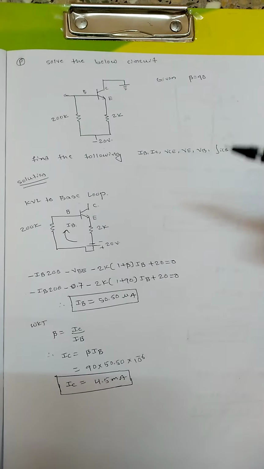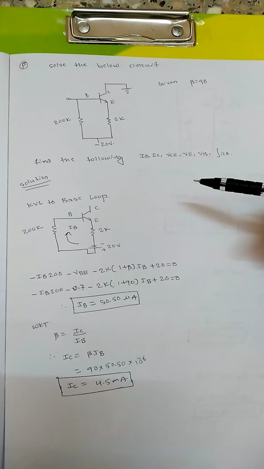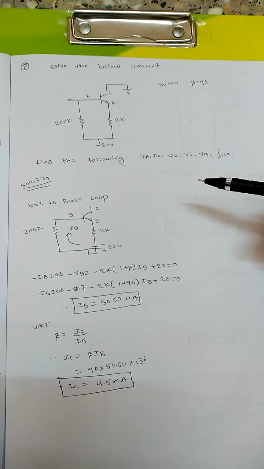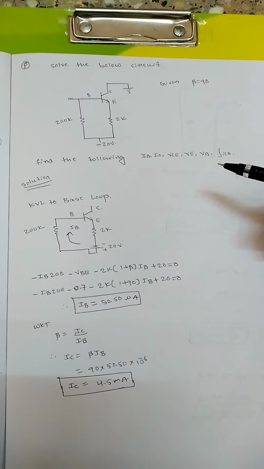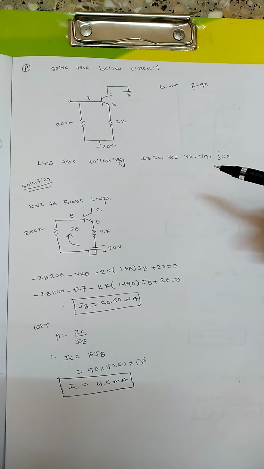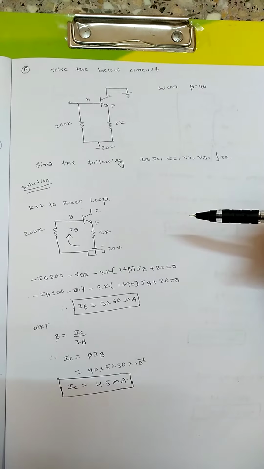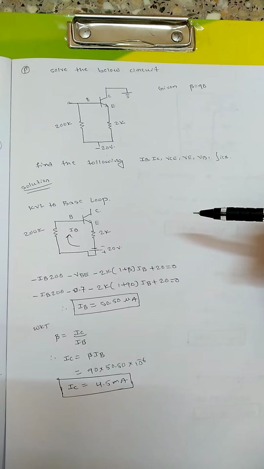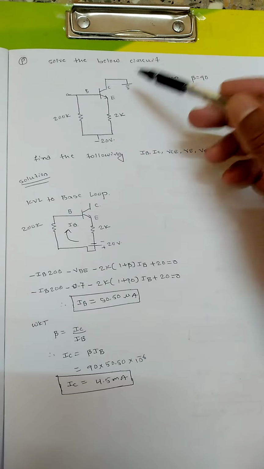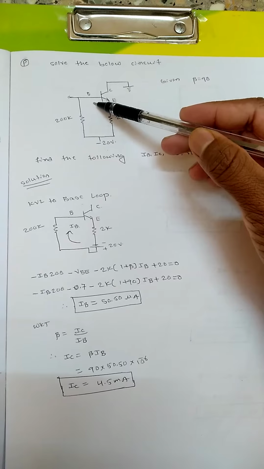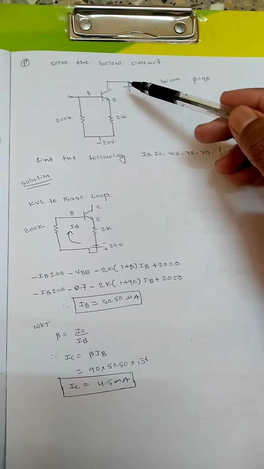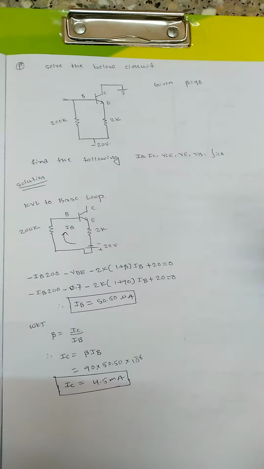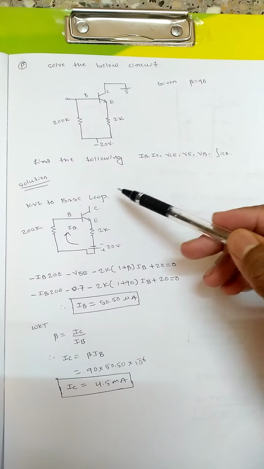Now we should note that whenever we want to find the currents, first we should apply KVL to the base loop, and there we will get currents. If we want to find the voltages, then we should use KVL at the collector. So if you apply KVL to base, we get currents. If you apply KVL to collector, we get the voltages. So now first we will find the currents.